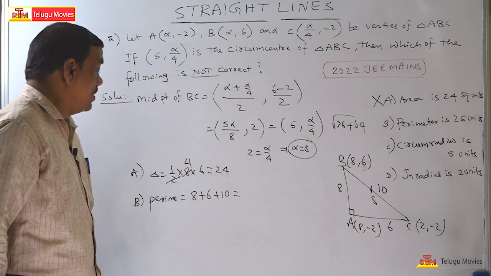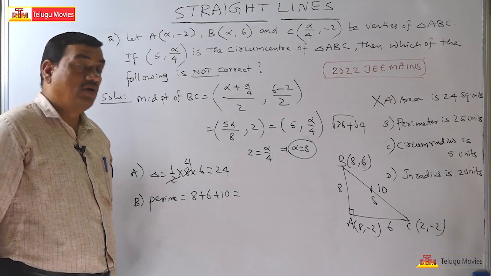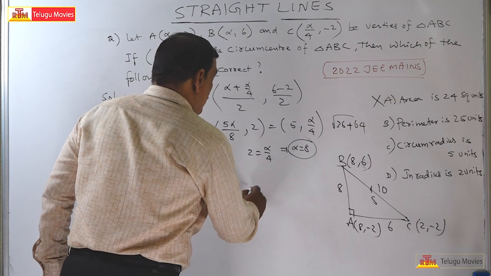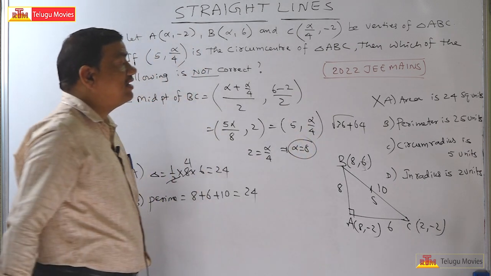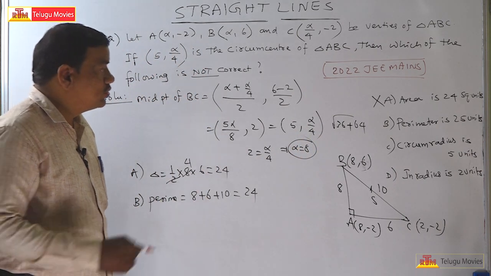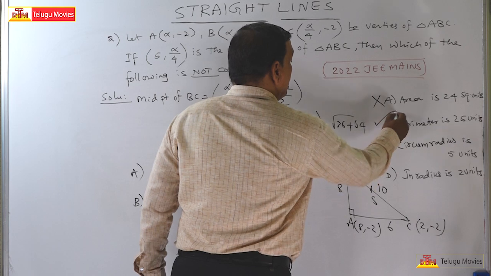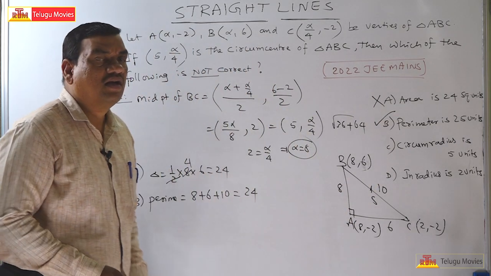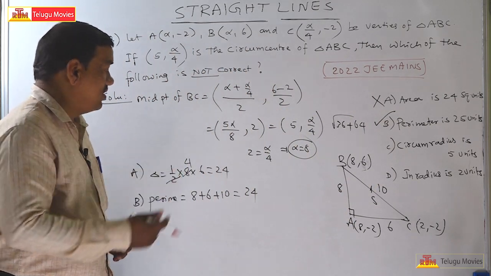Okay, right. So what is the perimeter? Option B is asking about the perimeter. Perimeter means 8 plus 6 plus 10. How much? 8 plus 6 is 14, plus 10 is 24. But he is saying perimeter is 25. So this will be our required answer, the perimeter. But let us check, is there any chance of the remaining options also?